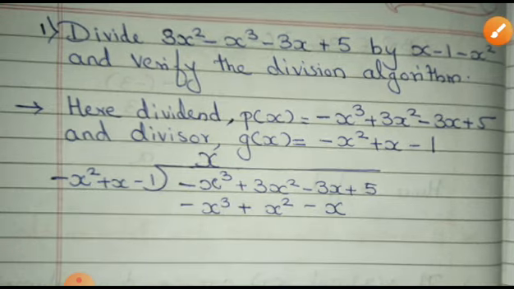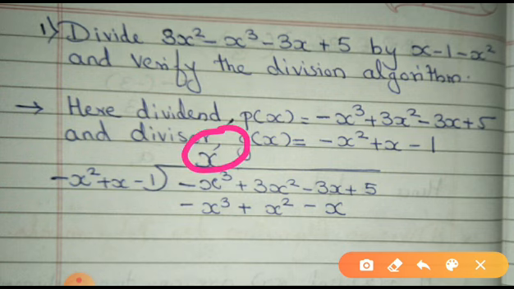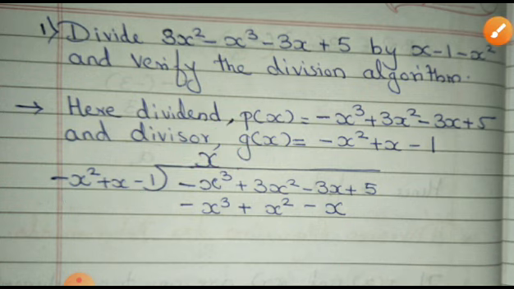Okay, now what to do is, this x should be multiplied with each term here. So it is minus x cube plus x into x is x square, and here you will get minus x. Clear? Now what is the next step?